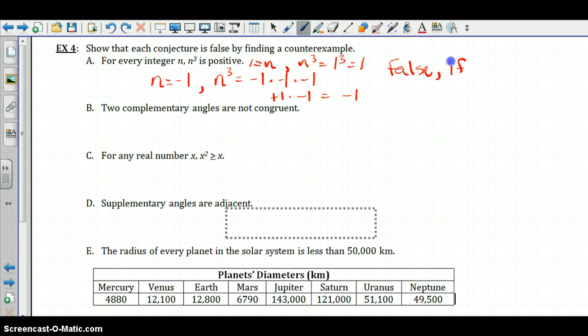If n equals -1, then n to the third equals -1 as well. That's our counterexample.